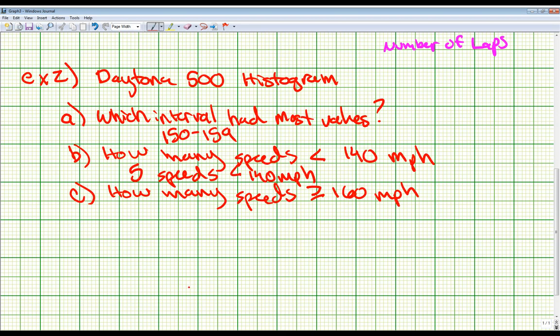So in our notes, we will say that there were 12 speeds that were higher or equal to 160 miles per hour. And that is us interpreting or using a histogram. If you'd like to pause, at the bottom of page 443, you'll see on your own number 2.